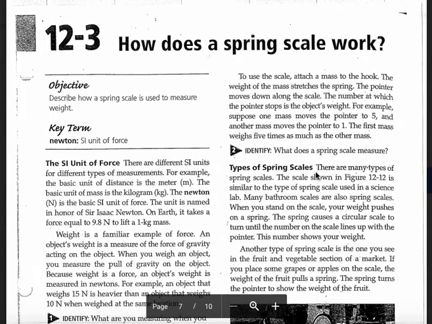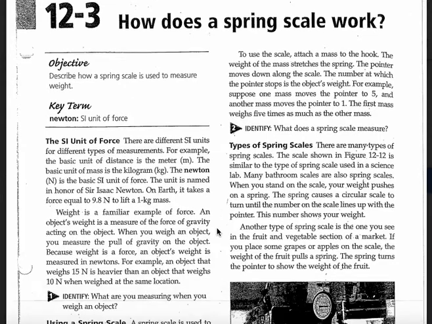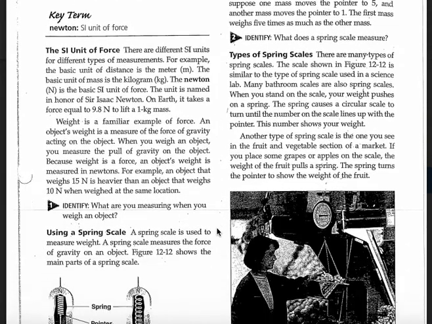Let's read about spring scales. The SI unit of force. There are different SI units for different types of measurements. For example, the basic unit of distance is the meter. The basic unit of mass is the kilogram. The newton is the basic SI unit of force. The unit is named in honor of Sir Isaac Newton. On Earth, it takes a force equal to 9.8 newtons to lift a 1 kilogram mass.